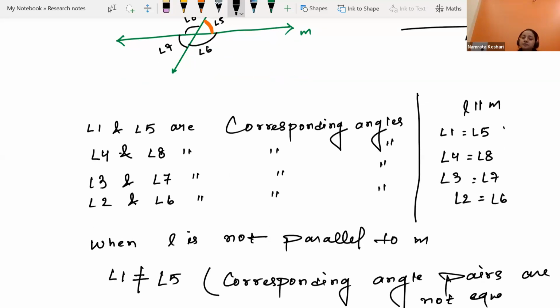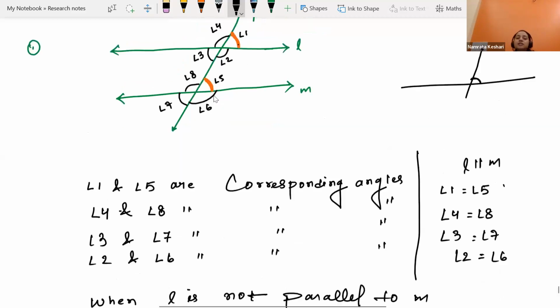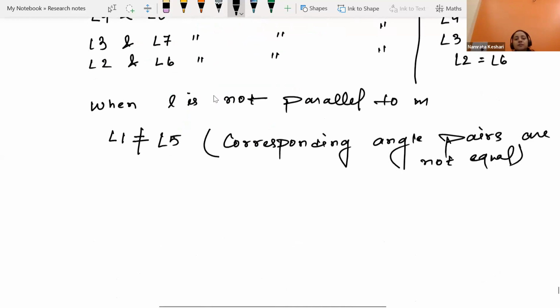Getting it? Yes, ma'am. Okay. So don't get confused that corresponding means it has to be the same. Corresponding means, when there is a case of parallel lines, then only we can give it this name, corresponding angle. No. These two angles, whenever we are getting angles in the same place like this, are called corresponding angles. Now it will be equal when lines are parallel with each other, and corresponding angles will not be equal when lines are not parallel with each other.